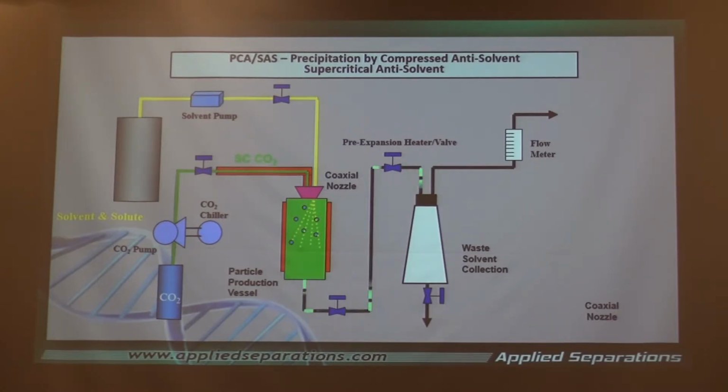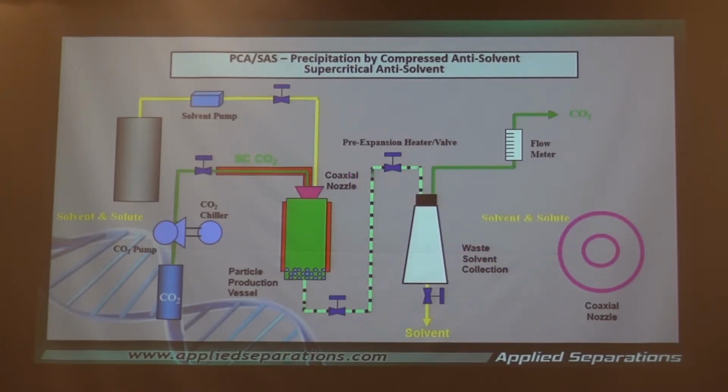And this gets yet some more mixing. So previously I had the CO2 flowing. Now I've got these flowing at the same time: the CO2 and the solvent-solute flowing at the same time through the coaxial nozzle. If I carry this through here, look at the nozzle. The solvent and the solute are in the center, and the CO2 is on the outside of the nozzle. We spray it that way.